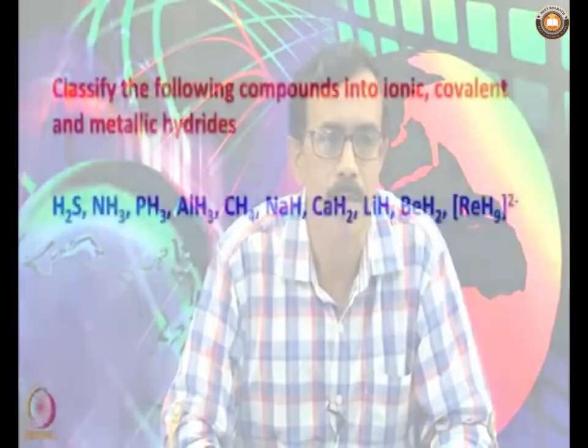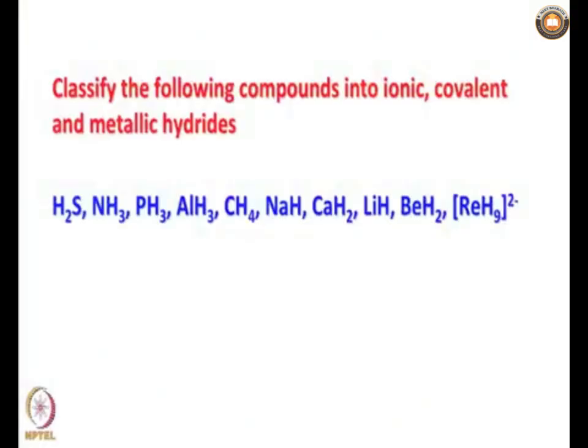Now, let us try to classify the following compounds into ionic, covalent and metallic hydrides. If we just look into hydrogen sulfide, S is more electronegative. Obviously, we can expect a polar covalent bond between hydrogen and sulfur with positive charge carried by hydrogen. In case of NH3 the case is the same. Again, N is more electronegative than hydrogen. It's a polar covalent bond, and H carries delta plus charge.